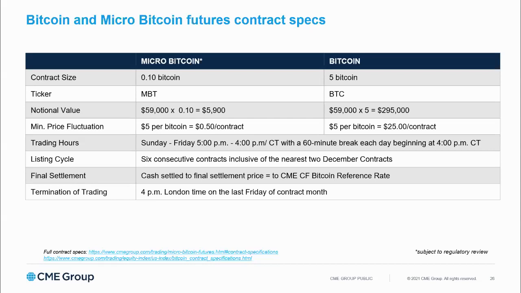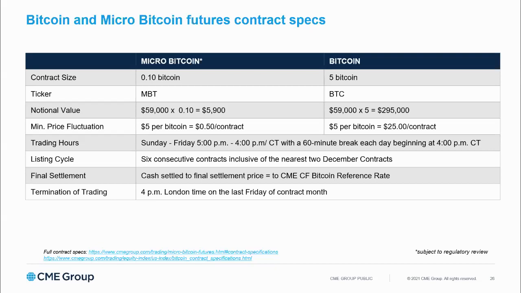So let's spend some time on the micro Bitcoin. The contract size on the micro Bitcoin is 1/10 of one coin. The ticker on the micro Bitcoin is MBT. The notional value of the micro Bitcoin is the cash price. So in this scenario, Bitcoin was trading at $59,000. When you multiply that by 1/10, by 0.1, you get a notional value of $5,900. The minimum price fluctuation in the micro Bitcoin is $5 per Bitcoin, or 50 cents a contract. So the tick value on this micro contract is 50 cents.